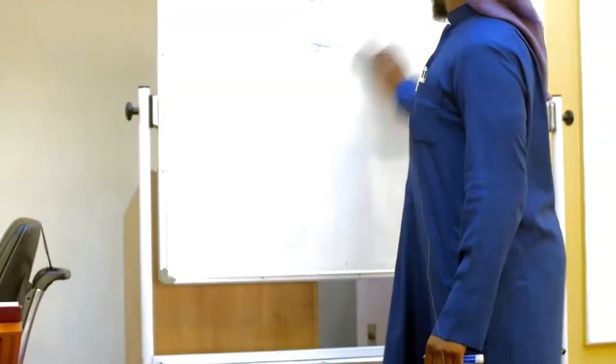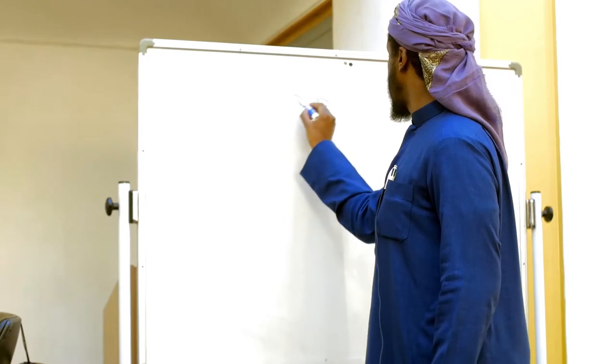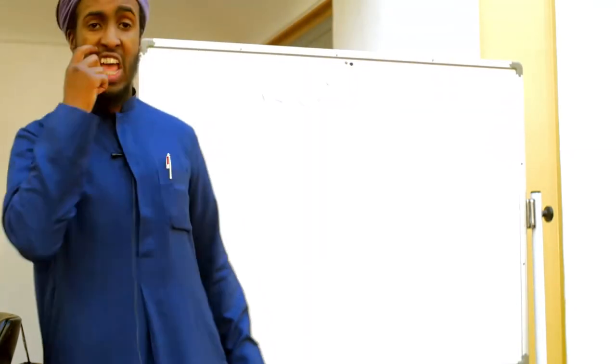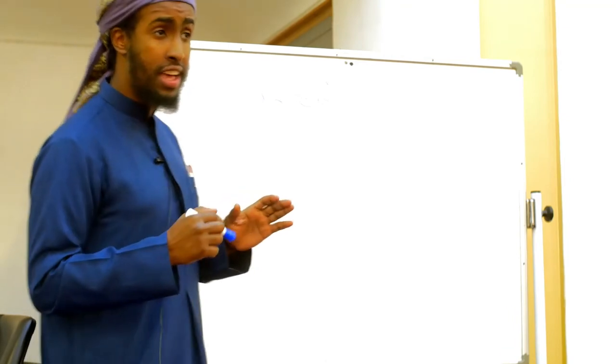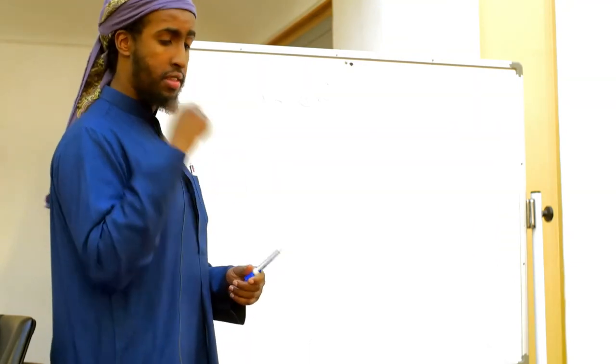The technical definition of the word ism is ما دلت على معنى في نفسها. Something that has a meaning in and within it. For example, Muhammad. Muhammad is what? Muhammad is an ism. Very good. Muhammad is an ism. Why is it an ism? Because it has two things from our definition of an ism.